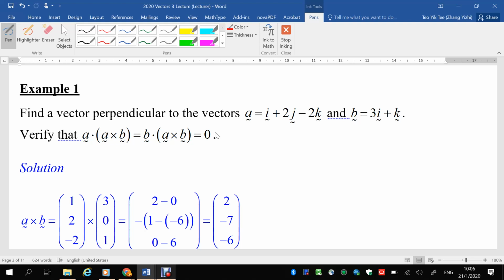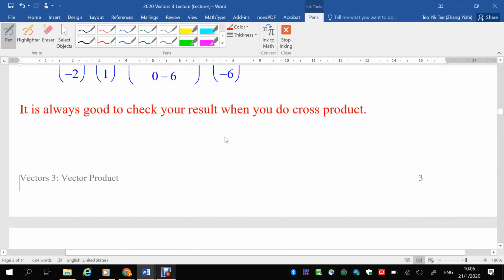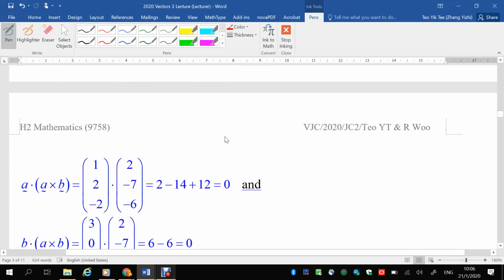So coming back to the question, I need you to verify that the left hand side is equal to the right hand side. What you see now is a mixture of dots and cross. Your rules of mathematics says that we deal with the bracket first. So let's focus on the left hand side. I found what is A cross B. Then what is A dot A cross B. So your dot product comes back.